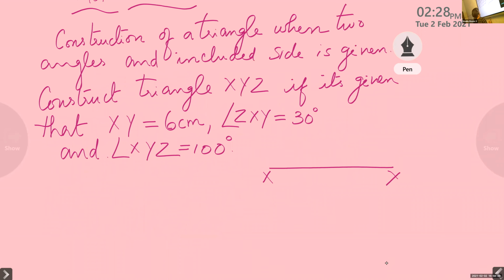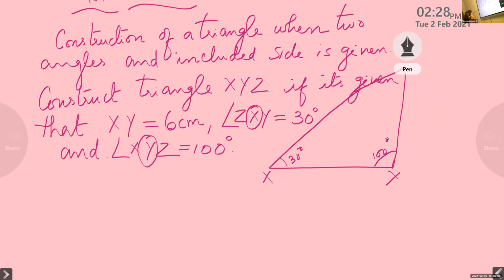Now, on the left side, at X, we have to construct, see, middle letter represents the angle, 30 degree. At X, we have to construct 30 degree. Now at Y, this is Y. Middle letter represents 100 degree. So at Y, we have to represent a 100 degree. It will go like this. It's a rough figure, okay?